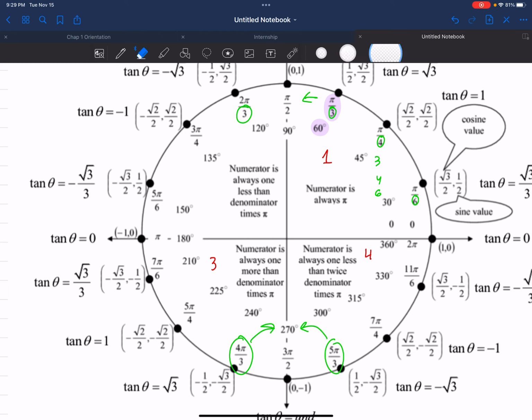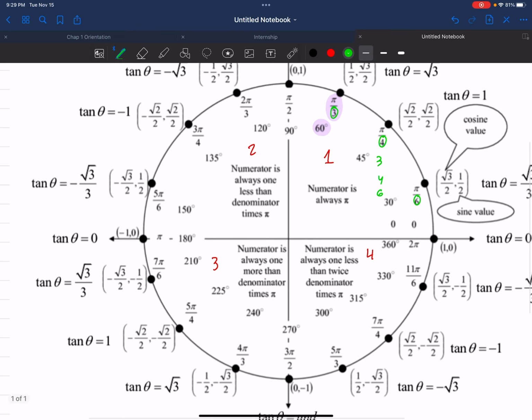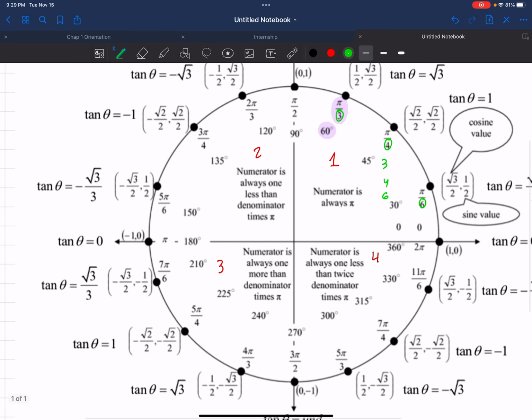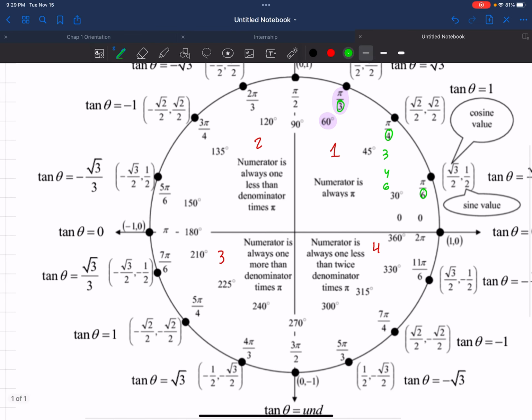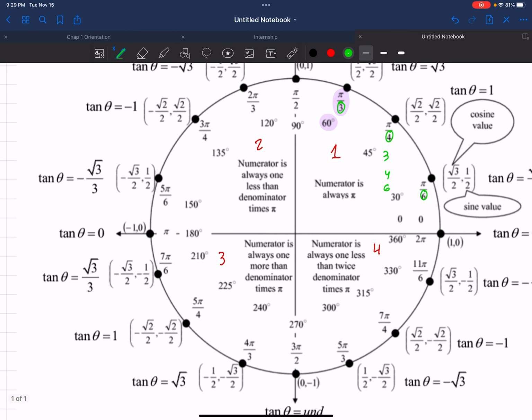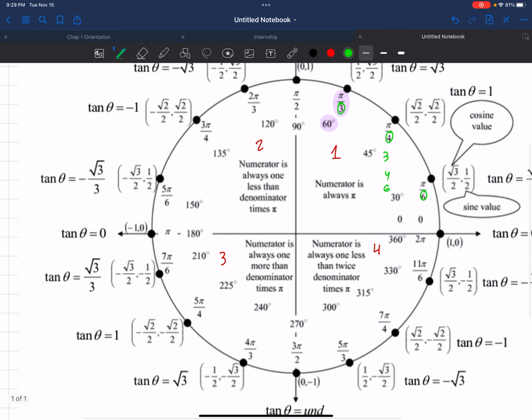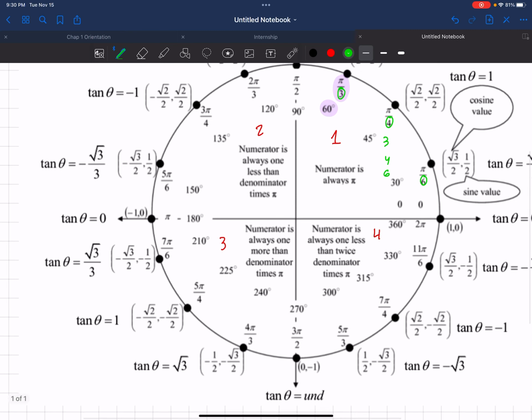Or you could also just memorize the basic information, which is what I suggest. Just do 3, 4, 6, and that's just the order of everything. And so if you know your first quadrant, then you can apply it everywhere else. So your second quadrant is going to be that your numerator is 1 less than your denominator. So if you know your denominators, which is just 3, 4, 6, you can apply that. 2 is 1 less than 3, and so on.